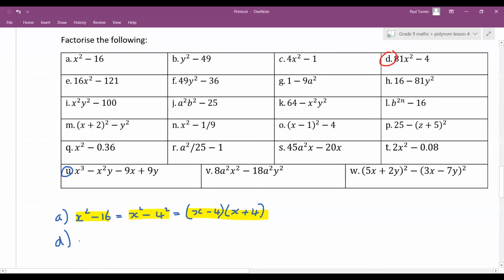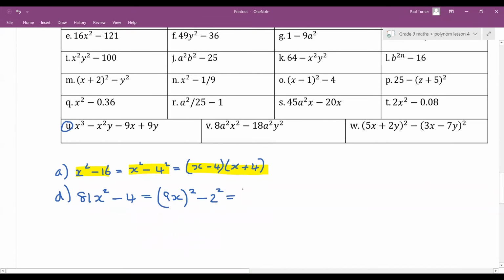So for question D, we have 81x squared minus 4. Well, 81 is 9 squared. And 9x all squared minus 2 squared. 2 squared is 4. 9x all squared is 81x squared. And then just write your factors. So 9x minus 2, 9x plus 2. Okay, that's question D. One like question I. So I think ones that you may have problems with, I can do those.